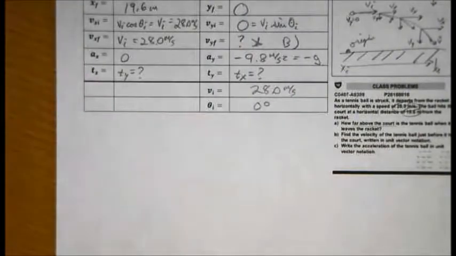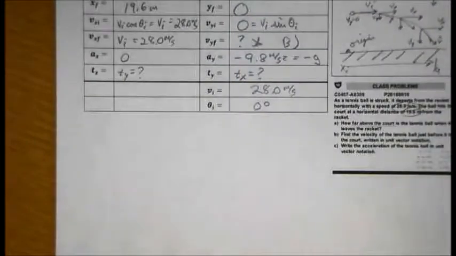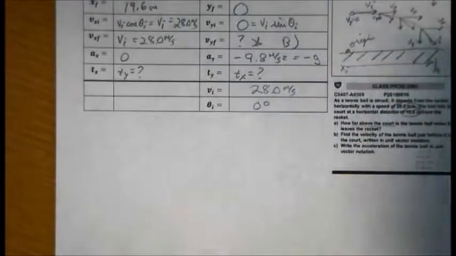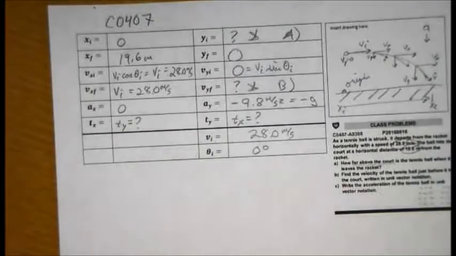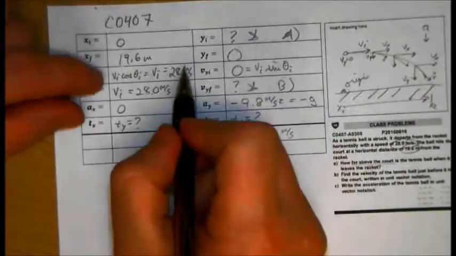All right. So how are we going to find this thing? We don't have this, we don't have this, we don't have time either. So we've got 3 unknowns here. We're going to have some trouble here. But what if we could find time in the x dimension? How can we do that? Well, we know what the velocity is.